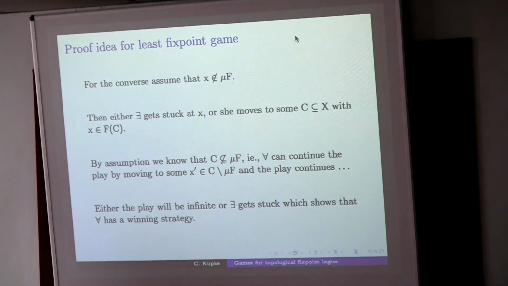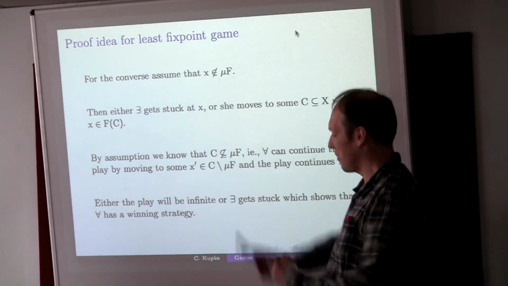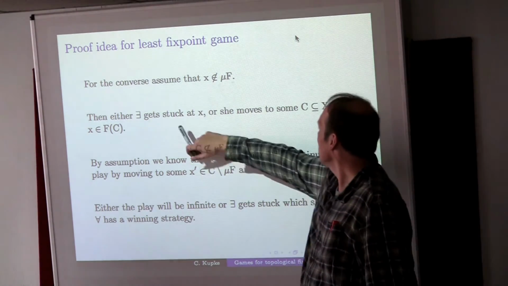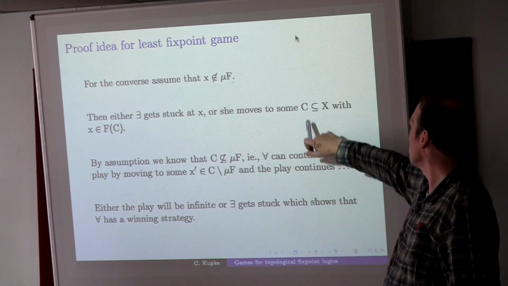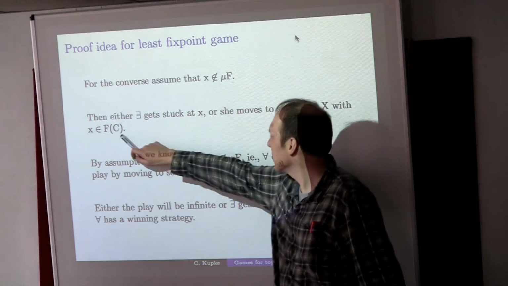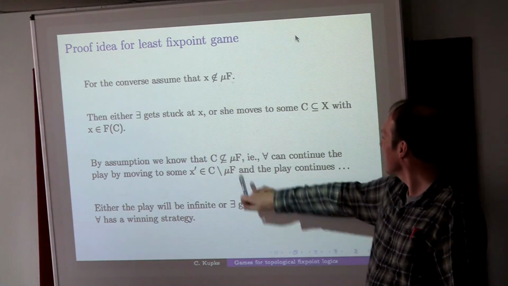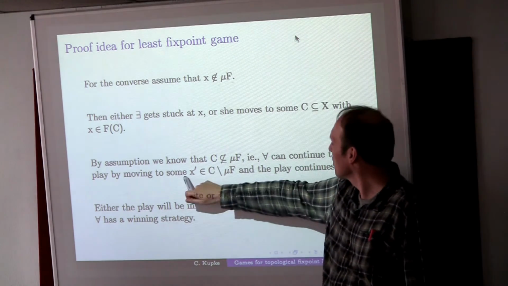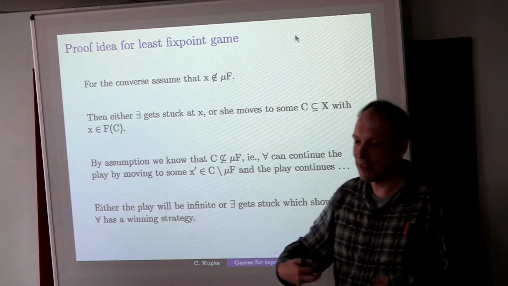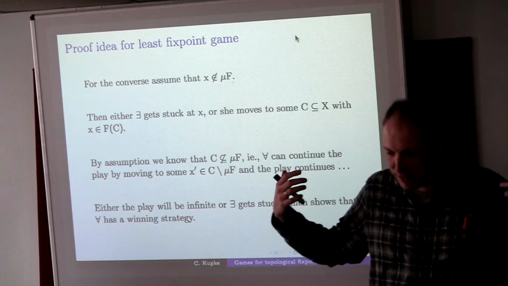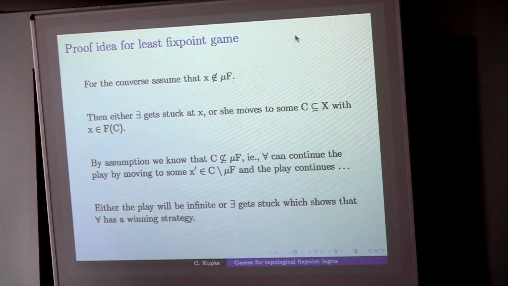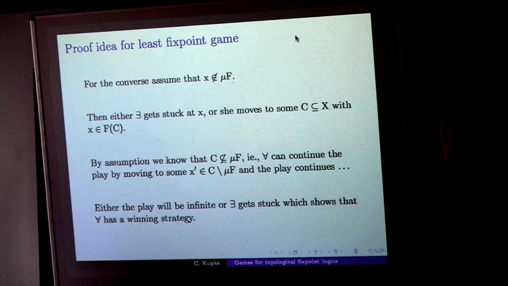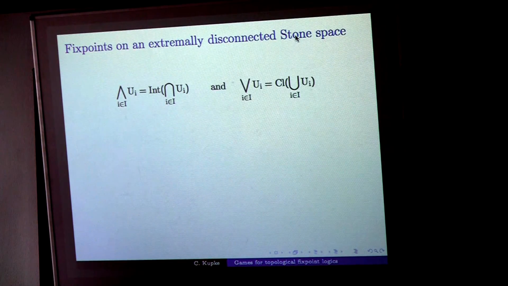And then for the converse, just assume that X is not in the least fixed point. Then either Eloise gets stuck immediately, or she moves to some C, where X is an F of C. But then we know that this cannot be a subset of the fixed point. So Abelard just again moves to something which is not in the fixed point, and then we are more or less again at the position where we came from, which means that either the play will be infinite or Eloise gets stuck. Which shows that Abelard has a winning strategy.